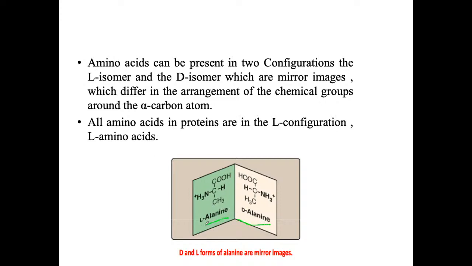If you put this same image in the mirror, you will see the amino group attached here will appear on the right-hand side. So it becomes dextrorotatory and this becomes levorotatory. Your alkyl group is there, your carboxylic group is there, the amino group is here. So it's just a mirror image of the same.